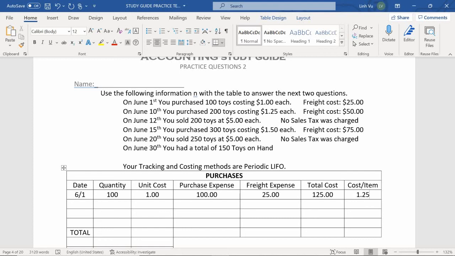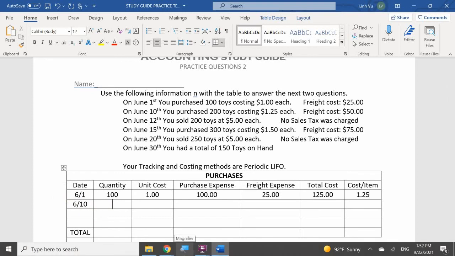Then on June 10th, you purchased 200 toys at $1.25 with the freight costing $50. So 200 times 1.25 is 250, and 50 freight, that's 300. So $1.50 each. Then on June 12th, you sold 200 toys for $5 each, no sales tax. We don't do anything with that right now, because we're under periodic inventory, so we ignore it.